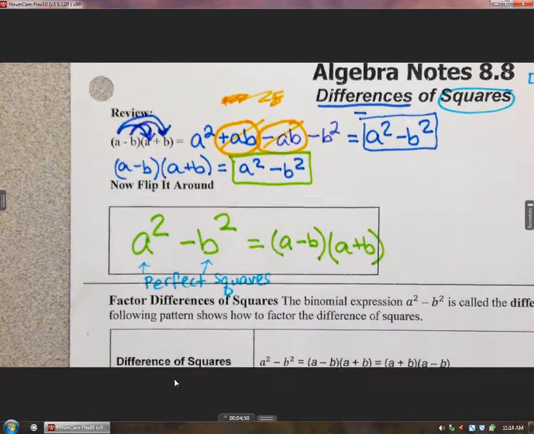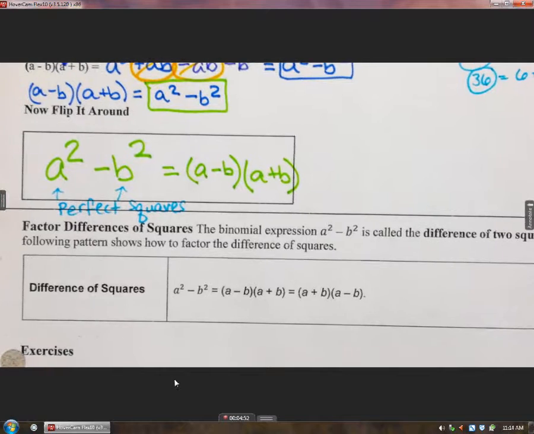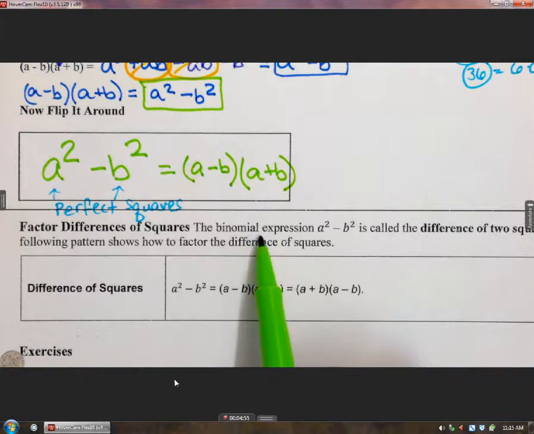Okay, so here are a few examples. Factor the difference of squares. This binomial expression, and binomial is just a fancy way of saying two terms.